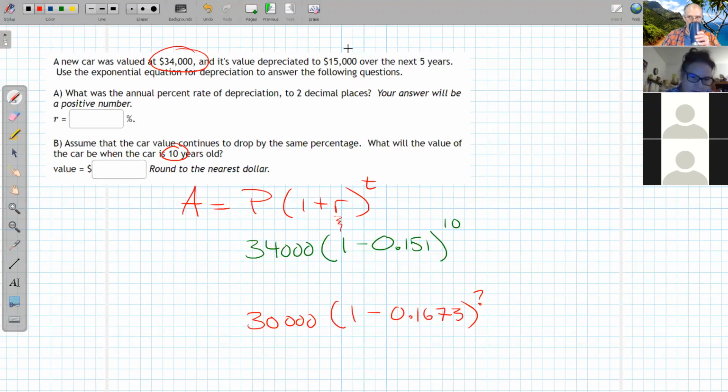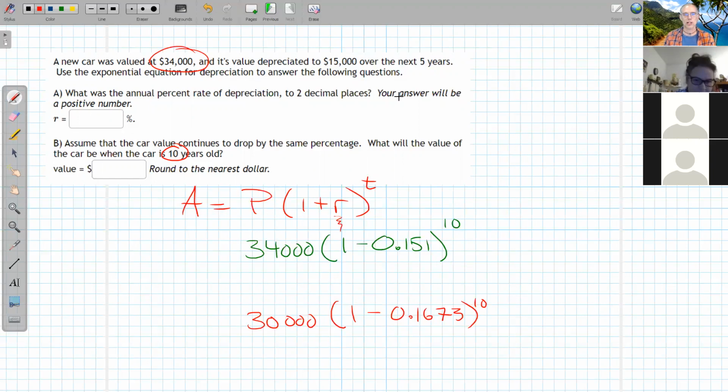Okay, I got the 16.73 right, and then my question was: assume that the car value continues to drop by the same percentage. What will the value of the car be when the car is 10 years old? Yeah, so you would have 10 as the power, as I was writing earlier. Okay, and now I want to see yours. How do I get back into full screen? It should be in a similar place. I'm already there.